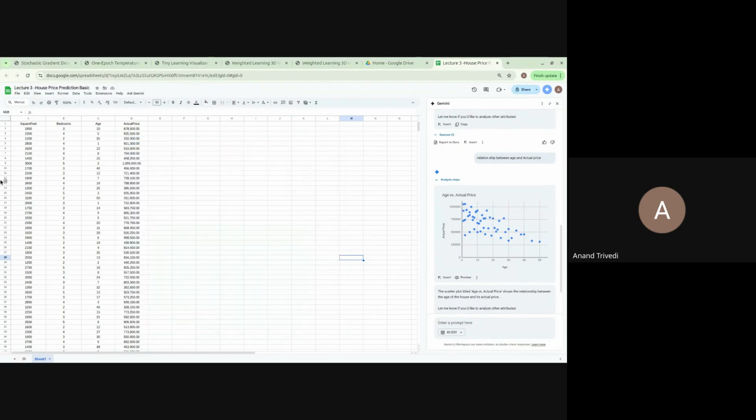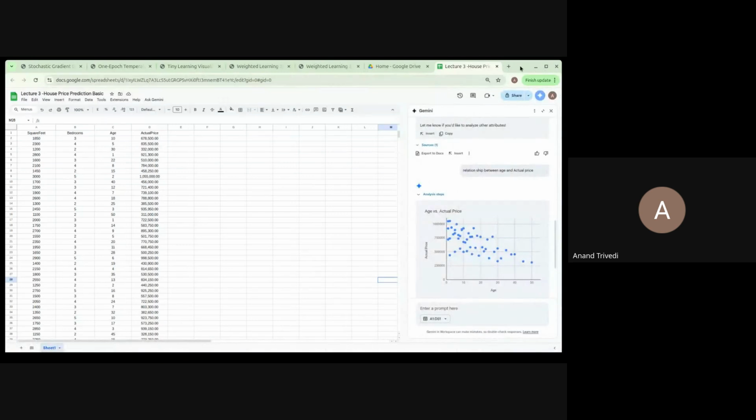But what we will try to do is put all of this data into, in a way, the same weighted learning, so that we are able to predict the right prices using the rule that we have just learned. Right, close these things.